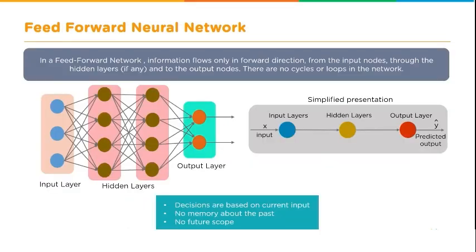So when we talk about a feed-forward neural network, information flows only in the forward direction, from the input nodes through the hidden layers, if any, and to the output nodes. There are no cycles or loops in the network. And so you can see here we have our input layer. I was talking about how it just goes straight forward into the hidden layers, so each one of those connects and then connects to the next hidden layer, connects to the output layer. And of course we have a nice simplified version where it has a predicted output, and they refer to the input as X a lot of times and the output as Y. Decisions are based on current input, no memory about the past, no future scope.